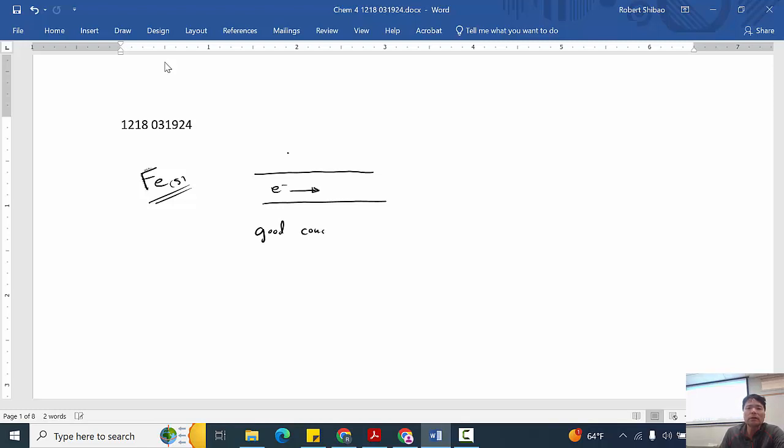A good conductor is going to allow for the flow of electrons. In other words, something like iron is a good conductor because metals, in general, are good conductors, because they have loosely held electrons that have mobility.